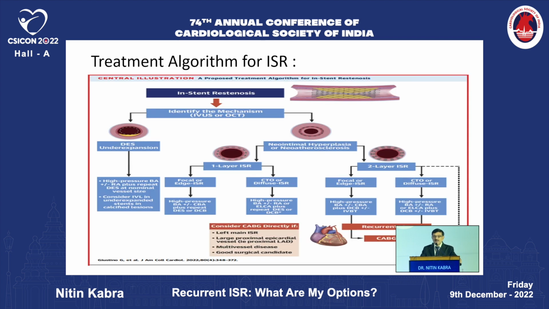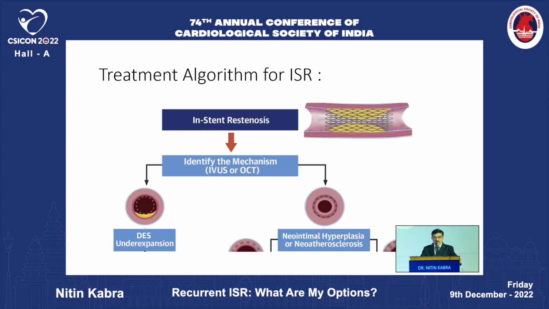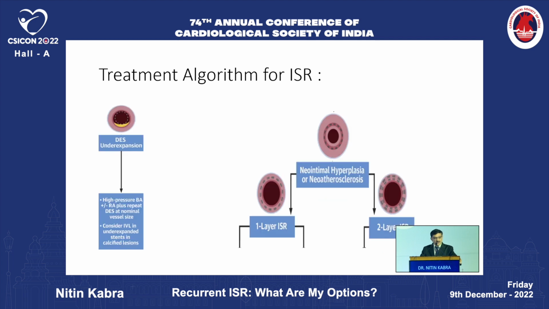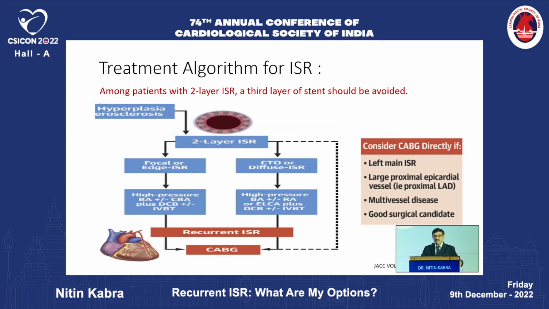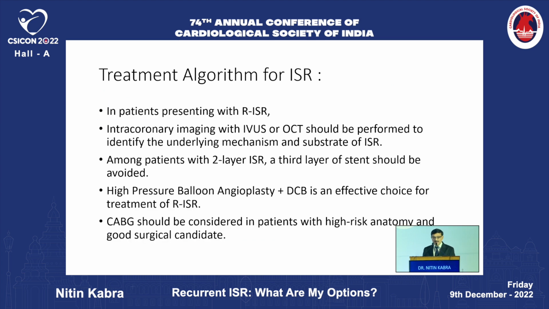In in-stent restenosis, the first step should be to identify the mechanism either by IVUS or OCT. If the mechanism is DES under-expansion, then the patient goes for high pressure balloon angioplasty, or IVL may be considered. IVL, intravascular lithotripsy, is one of the upcoming modalities of treatment for recurrent ISR. If the patient has one layer ISR, I will leave it. And for the second layer ISR, as you are told, intracoronary imaging followed by high pressure balloon with a drug coating balloon is an effective strategy. And CABG should be considered in patients with high risk anatomy and who are good surgical risk candidates.